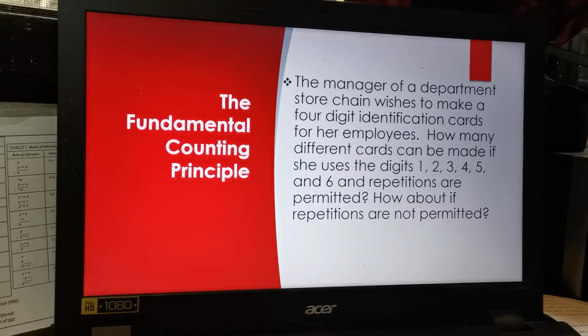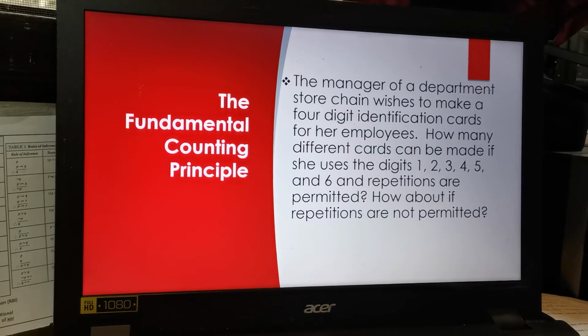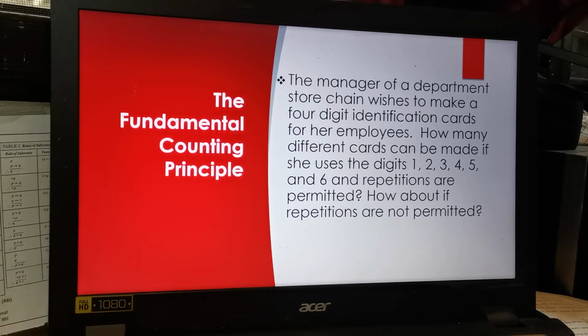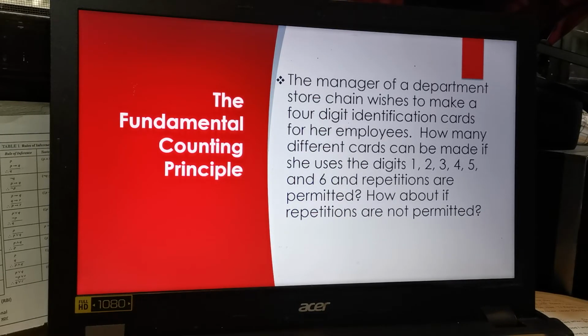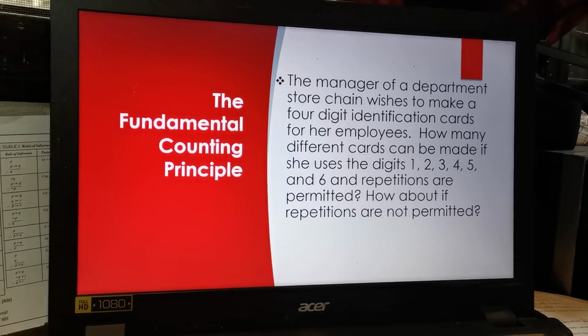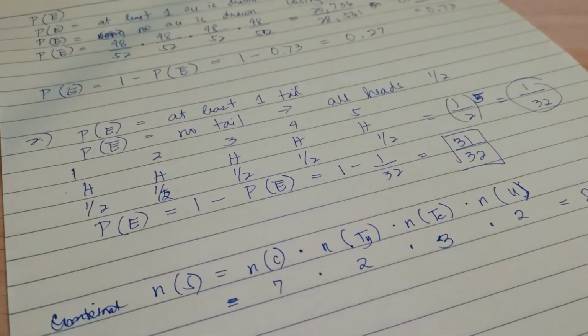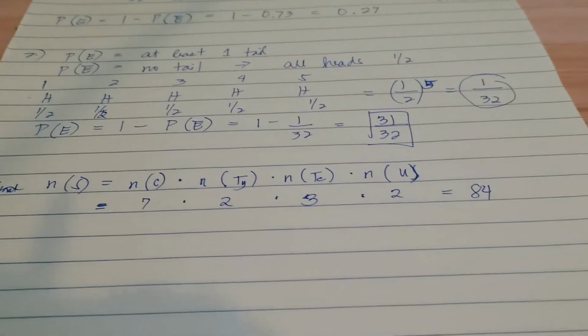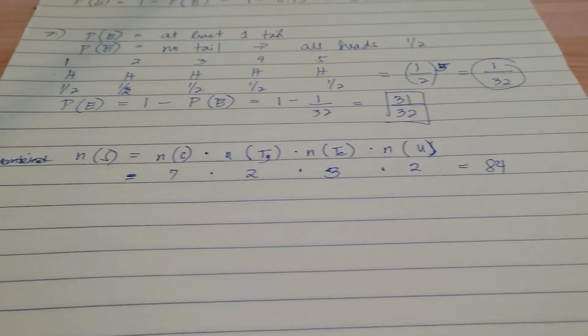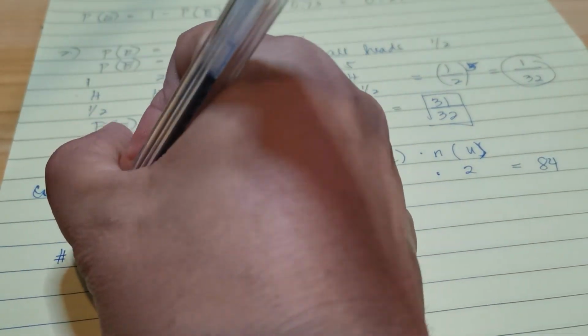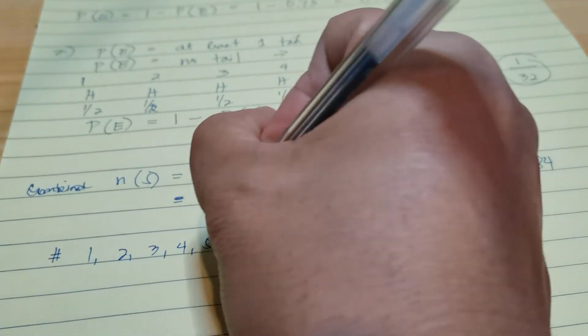Okay, the manager of a department store chain wishes to make 4-digit identification cards for her employees. How many different cards can be made if she uses the digits 1, 2, 3, 4, 5, and 6, and repetitions are permitted? And how about if repetitions are not permitted? Okay, eto na. So, 4 daw na numbers sa identification cards na merong numbers na 1, 2, 3, 4, 5, and 6. So, isulat nga natin yung mga numbers na choices. 1, 2, 3, 4, 5, and 6.